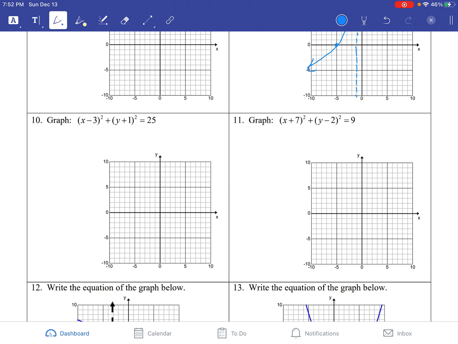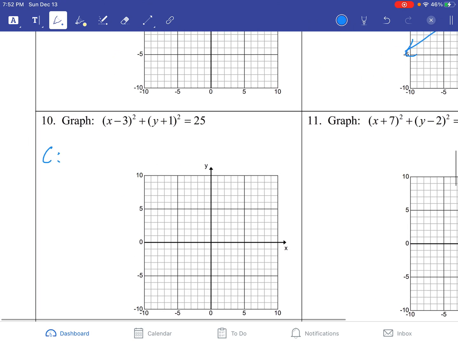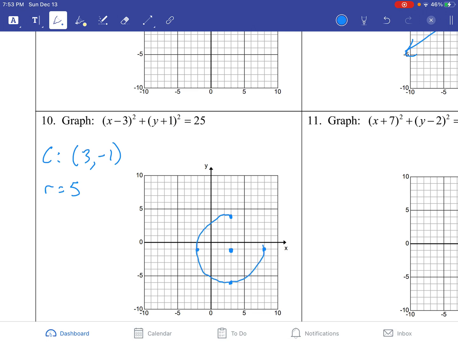All right, next we got some circles. All right, so the center of our circle is going to be h, k, just like it has been for the ellipses and the hyperbolas, and the vertexes for the parabolas. So we have 3, -1. My radius is going to be 5. So 3, -1 puts me there. Going up by 5, left by 5, down by 5, and right by 5. Do the best you can to make a really nice circle. There we go.